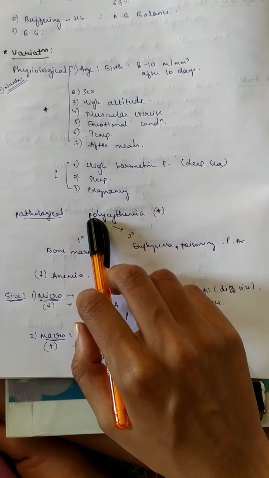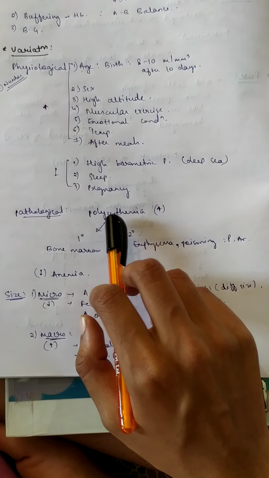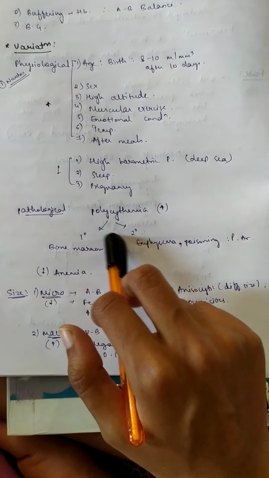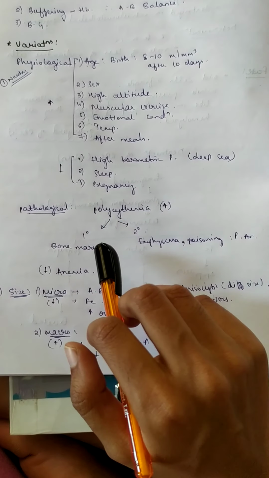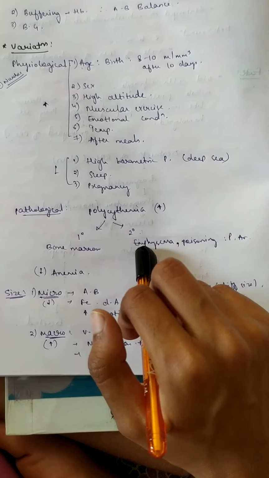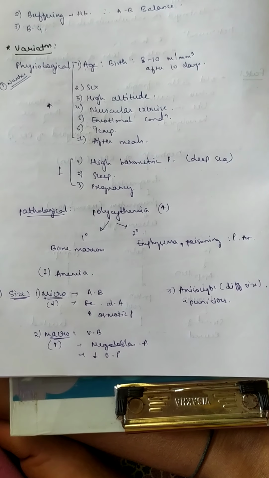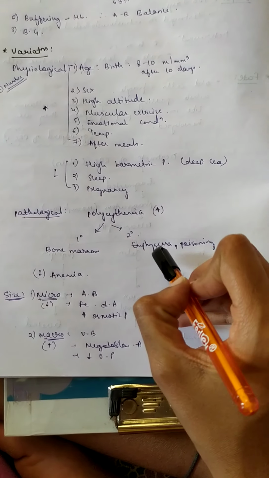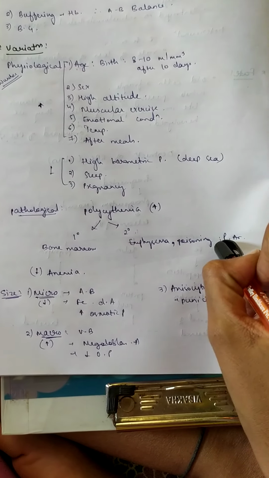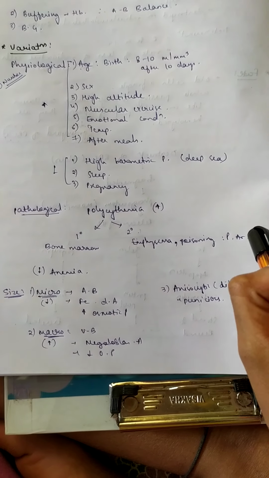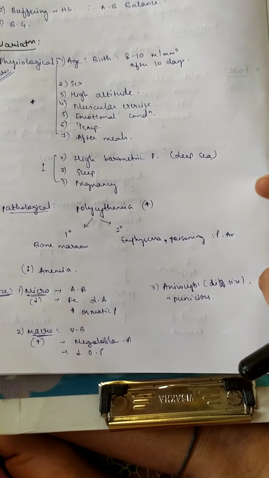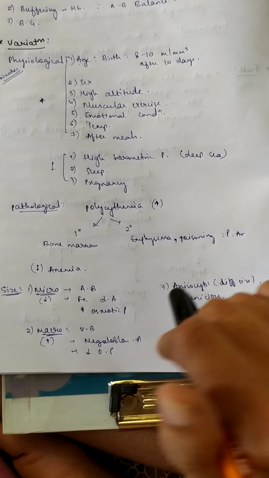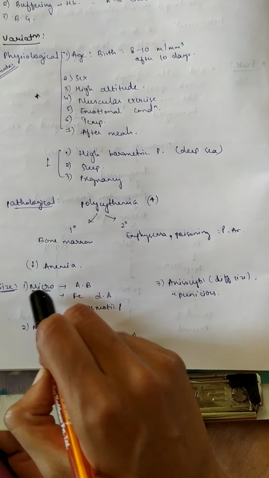Pathologically, when there is an increase in RBCs, we call it polycythemia. There are two conditions, primary and secondary. Primary is when there is some defect in the bone marrow, and secondary, it is during some other condition which leads to hypoxia, which in turn leads to increased production of RBCs. Some conditions like emphysema, poisoning due to phosphorus and arsenic lead to conditions like hypoxia, which leads to increased production of RBCs. Variation in size.